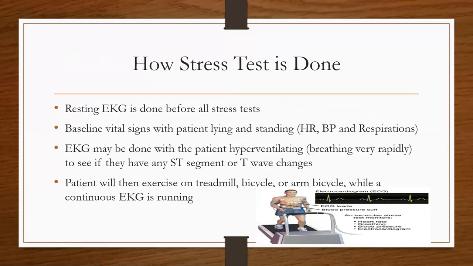So how's the stress test done? A resting EKG is done before all stress tests so they can get a baseline, and then you'll get baseline vital signs with the patient lying and standing, in which you're going to make sure you get the heart rate, the blood pressure, and the respirations. The EKG may be done with the patient hyperventilating or breathing very rapidly to see if they have any ST segment or T wave changes. And the patient will then exercise on a treadmill, a bicycle, or arm bicycle, all while the continuous EKG is running.